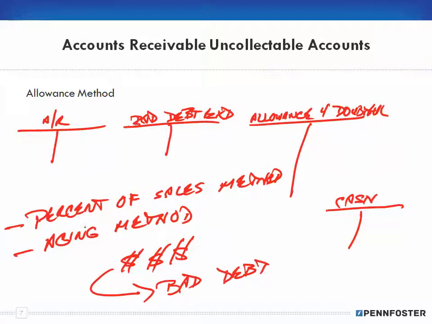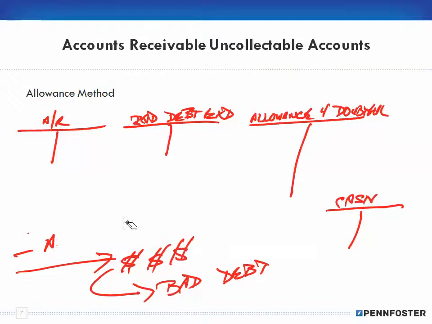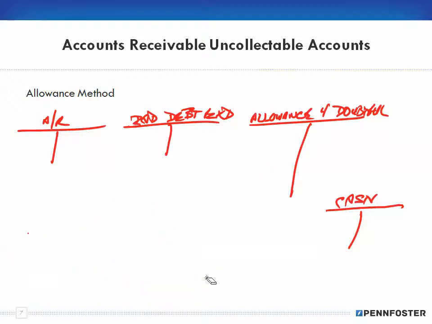Now, I'm not going to cover these two methods in this video. I will have one video specifically for the percent of sales method and a following video for the aging method. Just realize that these two methods will be used in order to determine this dollar figure, which is what we're going to use as part of the allowance method. So I'm covering what the allowance method is, but I'm not going to get into great detail in the calculations because that's for the next two videos.